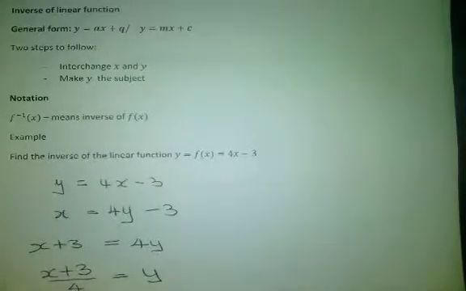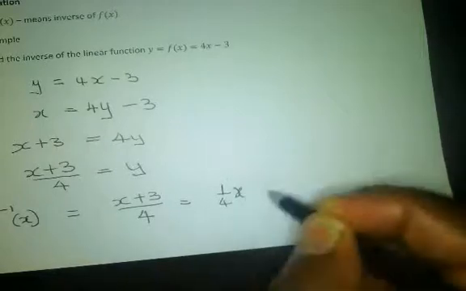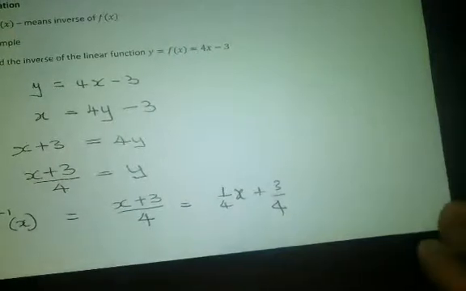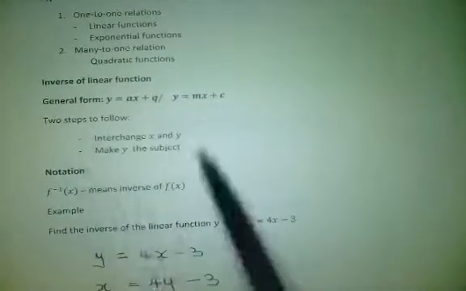You can further simplify this to a quarter of x plus 3 over 4 if you don't want to leave it as a fraction. So you find that even on quadratic functions you still follow the same process. On exponential functions you still follow the two steps. So don't forget these two steps on how to find the inverse of a function. This is what you need to remember.